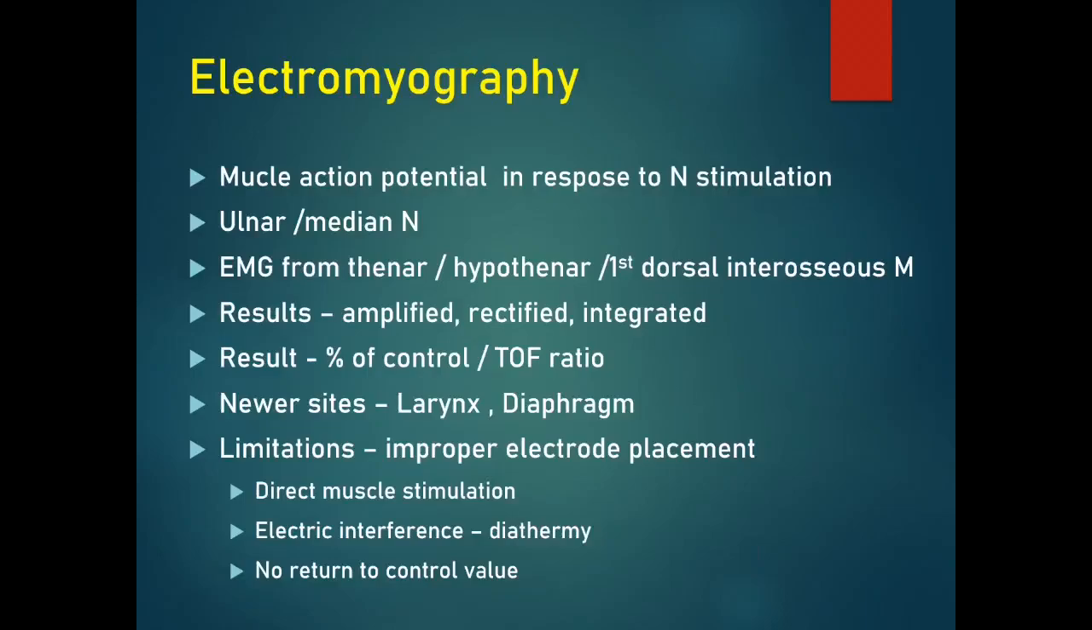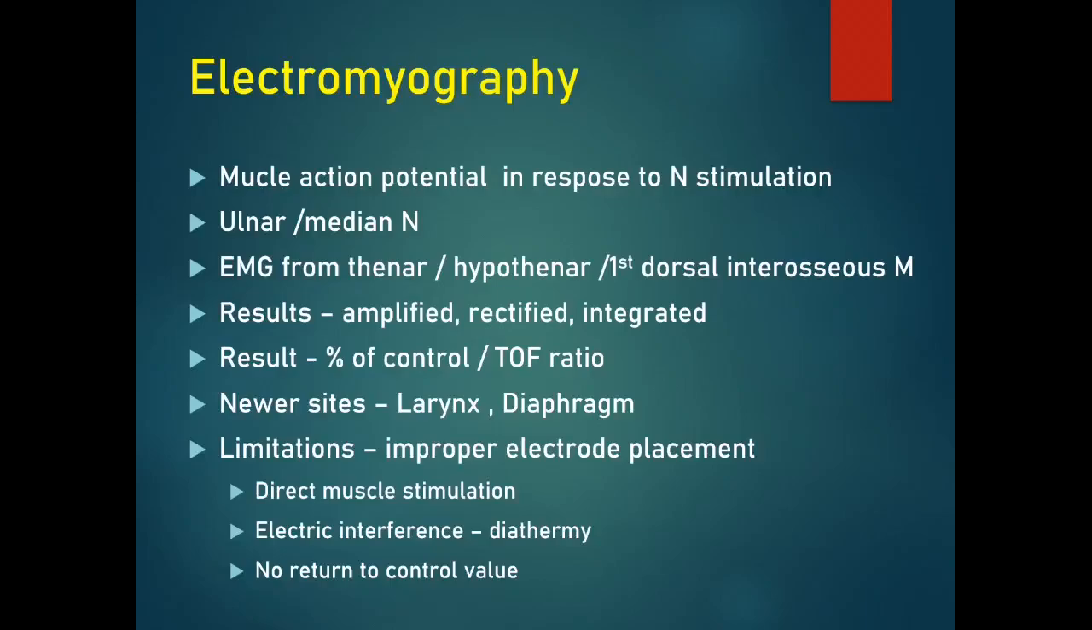Electromyography: here the muscle action potential in response to nerve stimulation is seen. That is, you stimulate the nerve and look for the muscle action potential. The commonest nerve selected is the ulnar nerve or the median nerve. The electromyography from either the thenar or the hypothenar or the first dorsal interosseous muscle is usually selected, and the results are amplified, rectified and integrated into a recording machine, and the results are given as a percentage of control, or in direct words, a train of 4 ratio. The newer sites, I have not used them, but as per the text they are the larynx and the diaphragm.